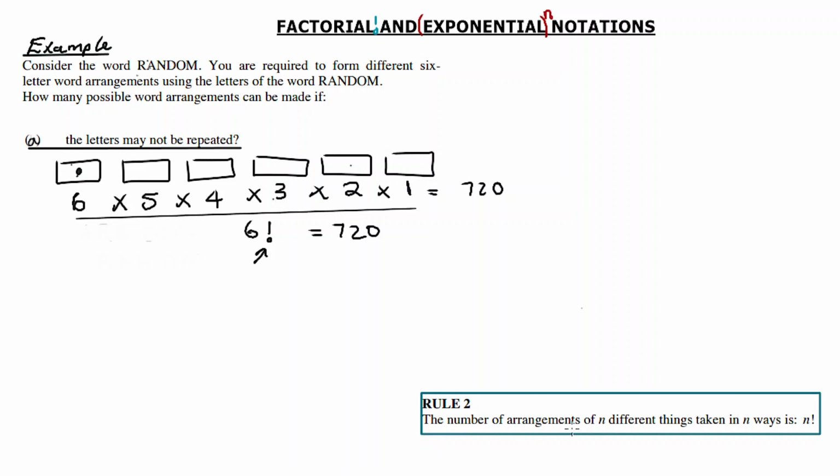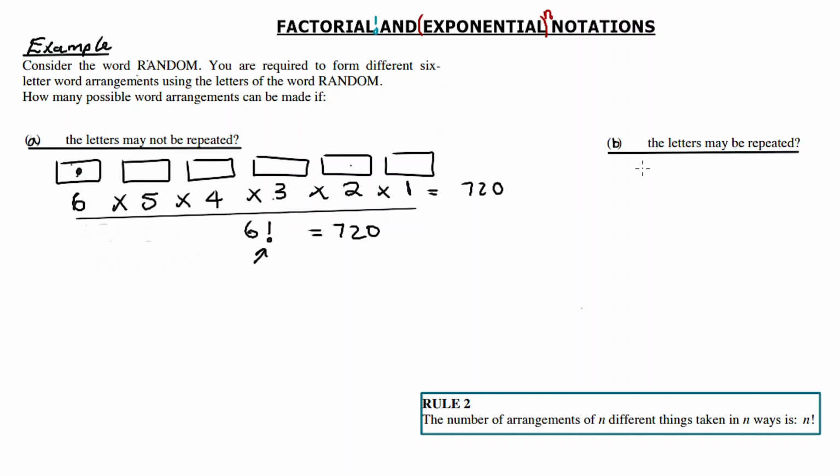The number of arrangements of n different things taken in n ways is n factorial. So this is rule number 2. If ever ufuna uku-arrange izinto and awuzirepeat, that's when you use u factorial. This is rule number 2. What happens if we decide to repeat lama alphabets ke manje?